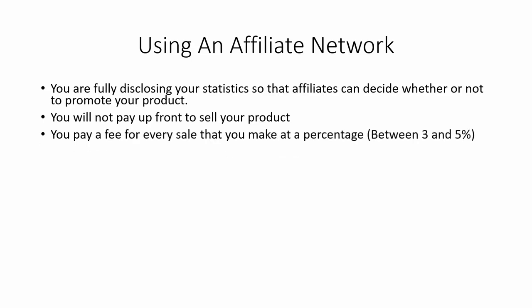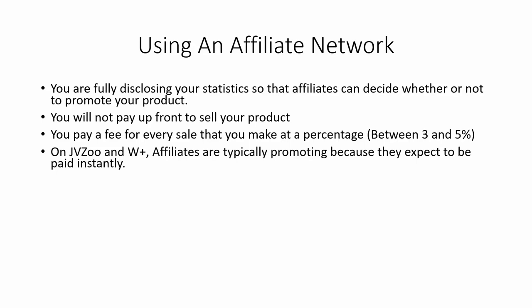Instead, you're going to pay a fee for every sale that you make, a percentage. Everything you sell on JVZoo, you're going to pay 5%. I think on Warrior Plus, you're going to pay between 3 and 5%. That's what the affiliate network does, and you're paying that fee for some convenience. We're going to talk about that in a minute. On JVZoo and Warrior Plus, affiliates are typically promoting because they expect to be paid instantly. That's one of the things about these affiliate networks: you're typically going to have more affiliates promoting you because they're looking to be paid instantly.